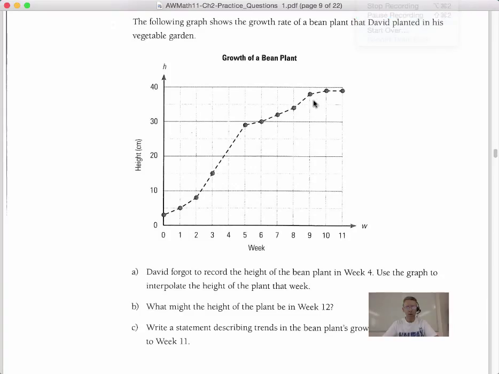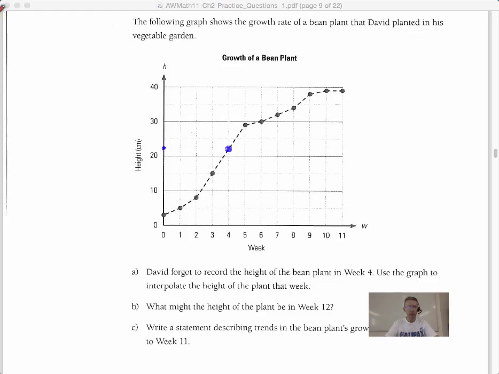So, use the graph to interpolate the height of the plant that week. So here is week 4, and we would just maybe quickly figure out what that value was right there. And for week 4, it looks like the height was about 22 or so, about there.